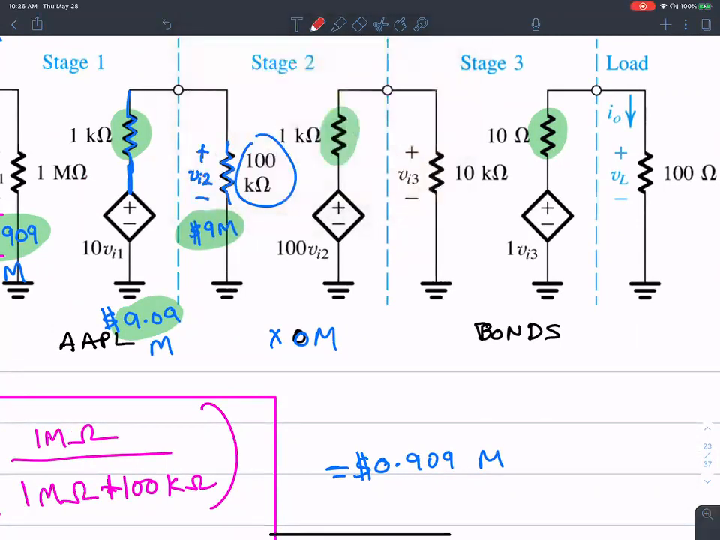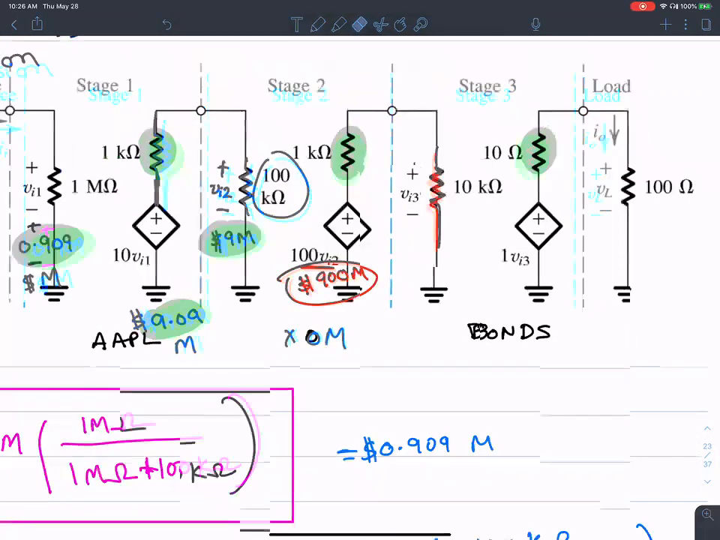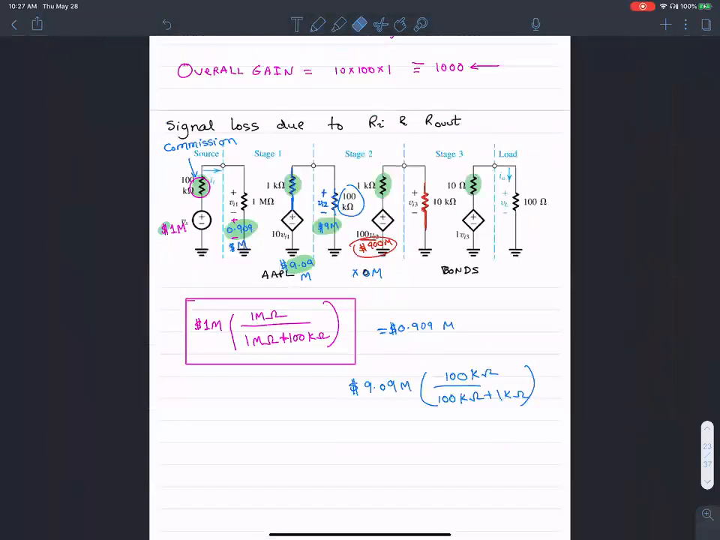Over here, if you see, this 100x return is going to become $900 million. Good. Now this $900 million, you want to take and invest into bonds. Before you invest it into bonds, it has to go through some commission. Let's see how that works. So you have your $900 million now. So this is stage two. Stage two gives you a $900 million output.